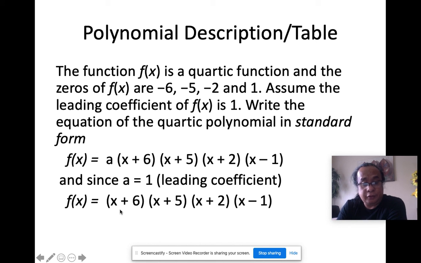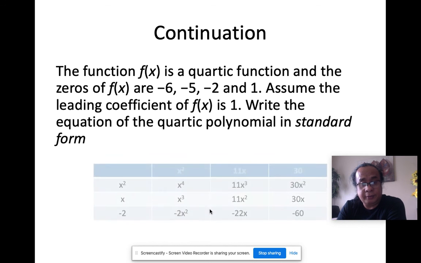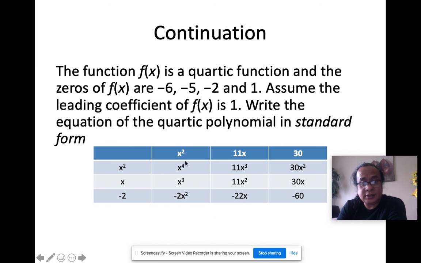So if I multiply the first two, I get x squared plus 11x plus 30. Well, the next two is x squared plus x minus 2. So what I'm going to do is multiply these two using a table. So x squared plus 11x plus 30 multiplied by this. So the inner boxes are basically the products. And then I'm going to arrange. So x squared times x squared is x to the 4th, and so on. So it's basically, let's say, 11x squared is the product of x and 11x.